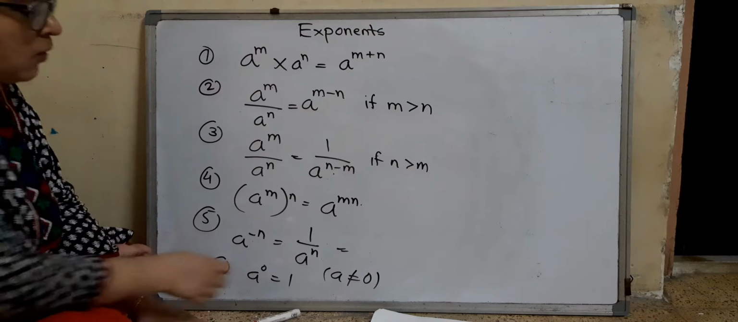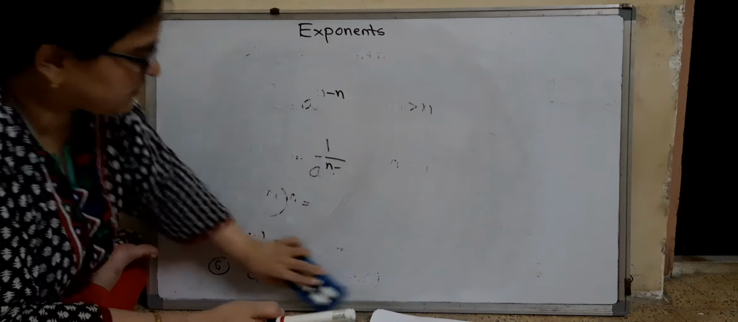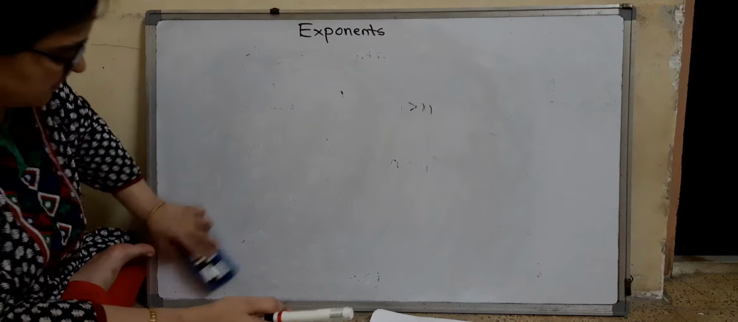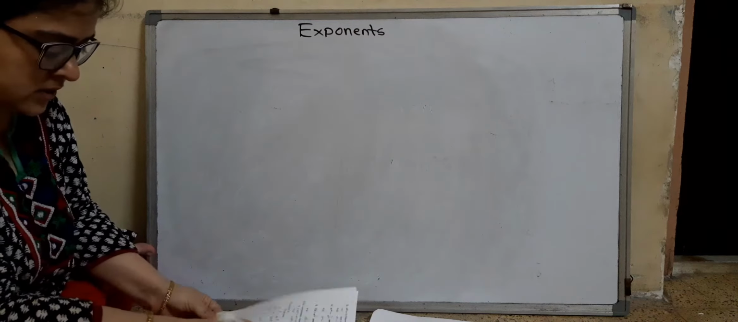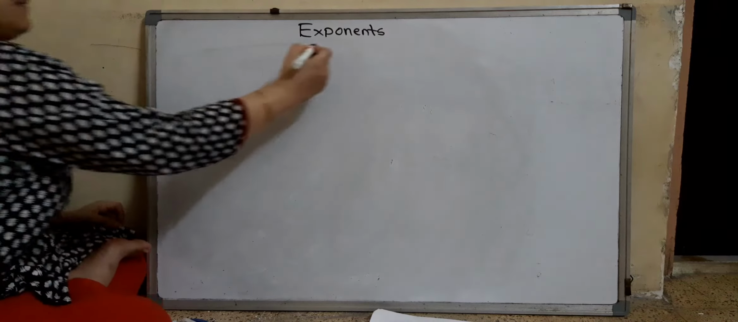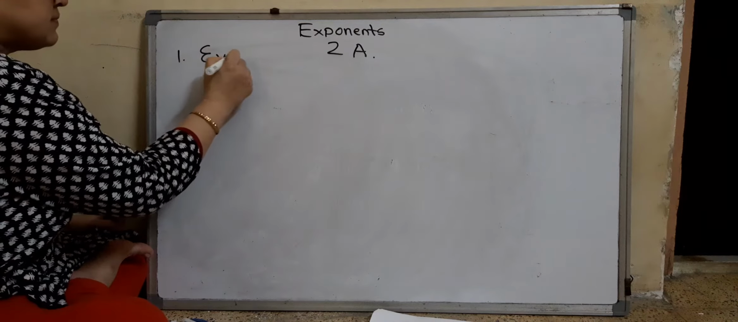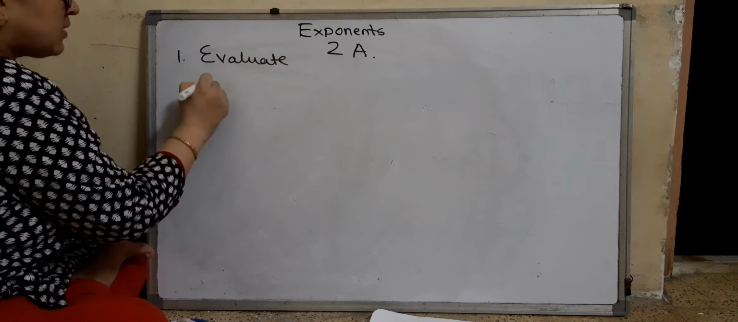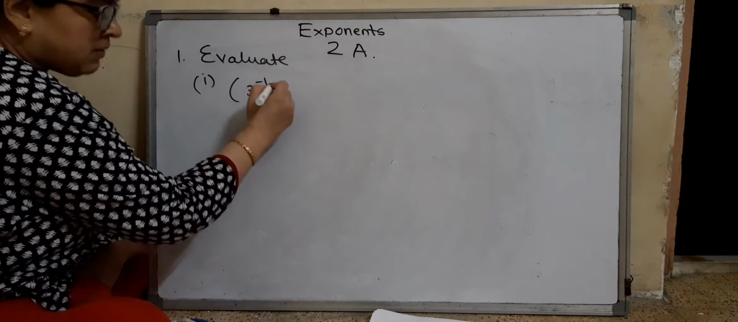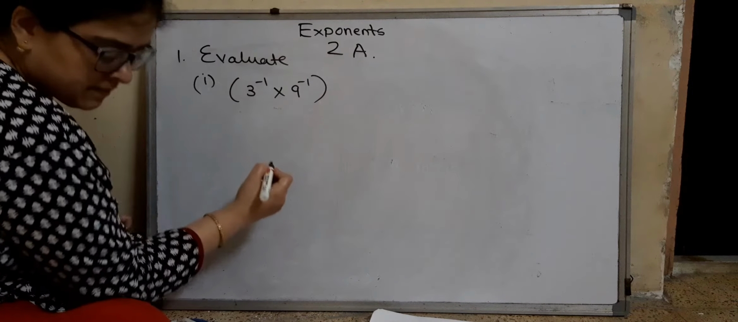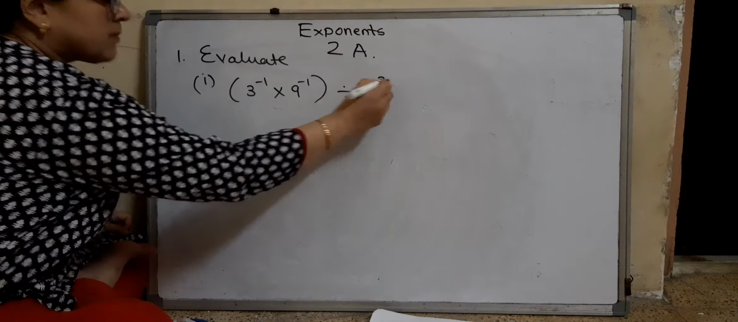Next, now move on to the exercise. First, number 1. Now exercise 2a. First, 2a. First, evaluate number 1: 3 raised to minus 1 multiplied by 9 raised to minus 1, divided by 3 raised to minus 2.